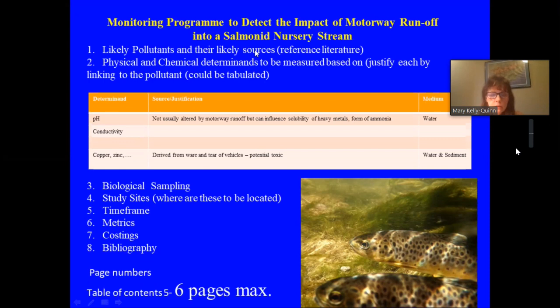Okay. So that 5-page document then starts with a short introduction outlining what the likely pollutants and pressures coming from motorway surfaces are, and that has to be referenced. Okay, and then based on that, you move into section 2, which is highlighting the physical and chemical determinants that need to be measured and justified.